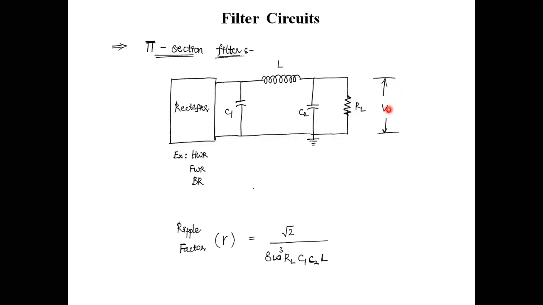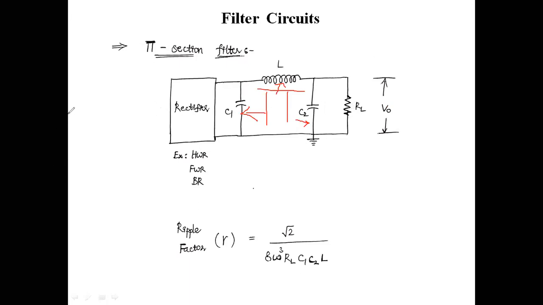Output voltage V naught is obtained. This circuit diagram is in the shape of pi. This L is connected here, and these two capacitors form the pi shape, just like the shape of pi. You can call this block diagram the pi section filter, the generalized block diagram for the pi section filter.